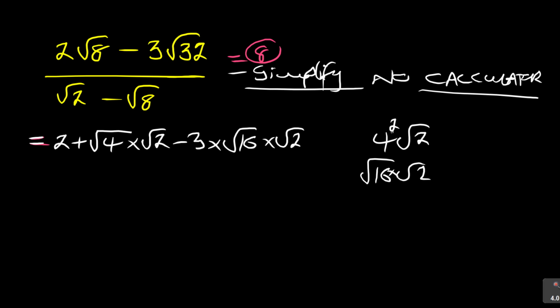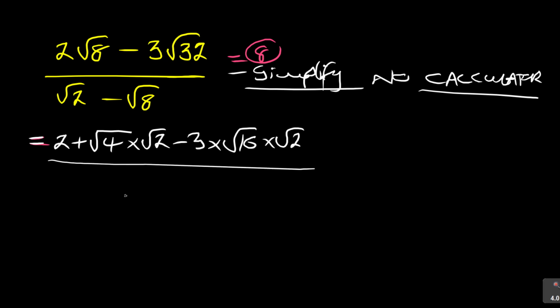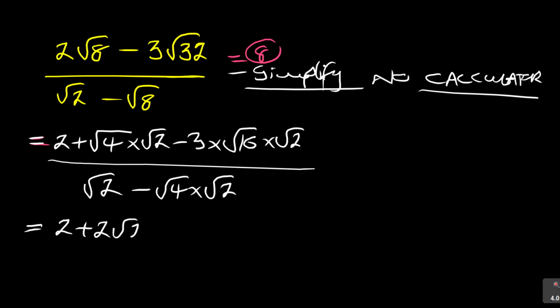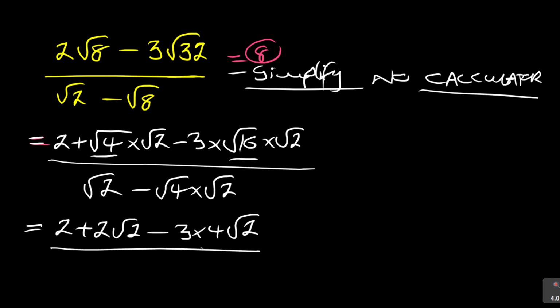So it's square root of 16, which is 4, and then root 2. See what I'm doing? And then all over square root of 2 minus 8 again gave me square root of 4 times square root of 2. And then from there, that's when you can say 2 plus 2 root 2. There is 2 there, minus 3 times 4 root 2, that is our 4, over square root of 2 minus 4 root 2, which is 2 square root of 2.